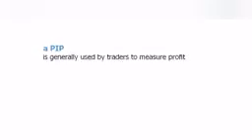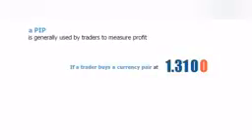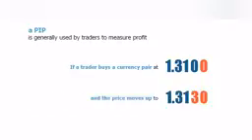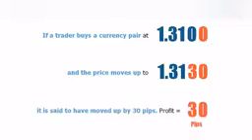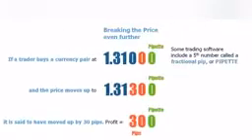Pips are how traders generally measure their profit. If a trader buys a currency pair, again the euro-US dollar at 1.3100, and the price moves up to 1.3130, it is said to have moved up by 30 pips, or the trader has gained a 30 pip profit. Some trading software make use of 5 decimal places, in which case the 5th number is called a fractional pip or pipette.